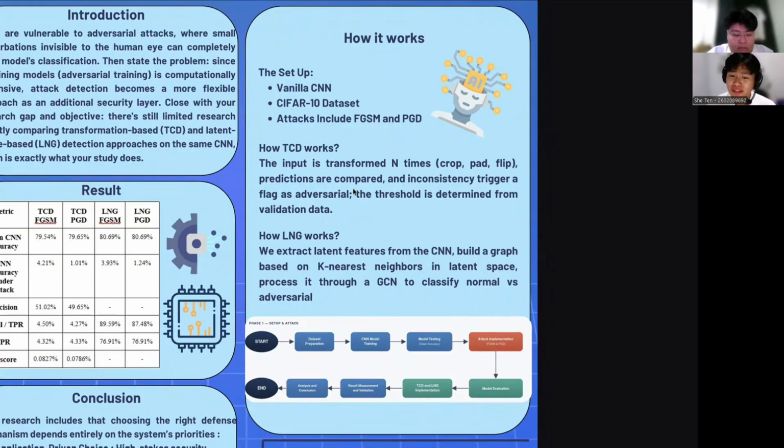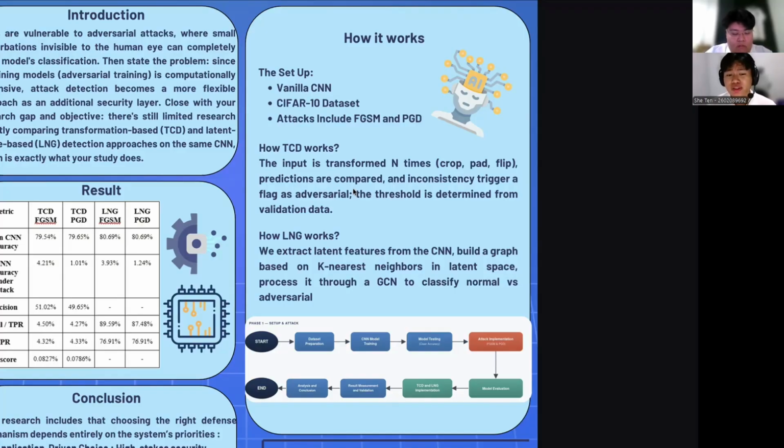Specifically, it extracts the latent features, basically the CNN internal encoding of the image, and then checks how that encoding fits among its k nearest neighbors in the latent feature space. The idea is that clean inputs tend to have stable, well-structured neighborhoods in the space, while adversarial inputs, even though they look visually similar, have distorted internal representations that don't fit naturally among clean samples.